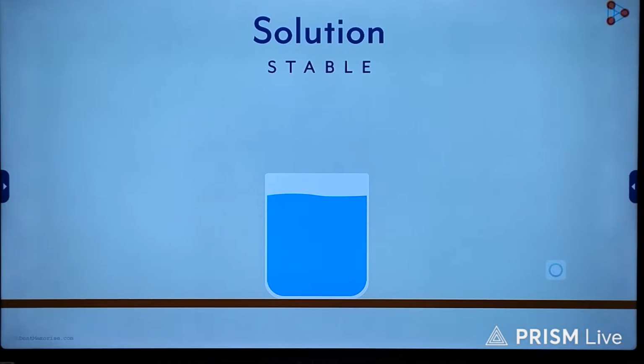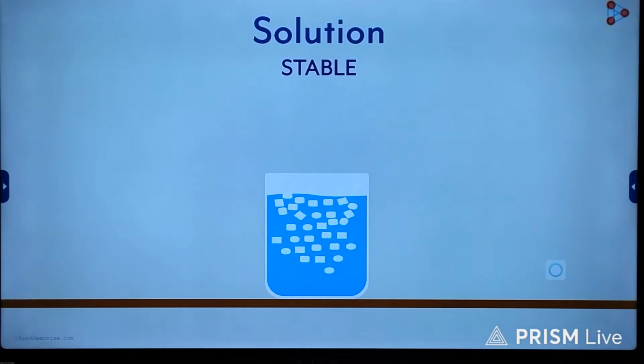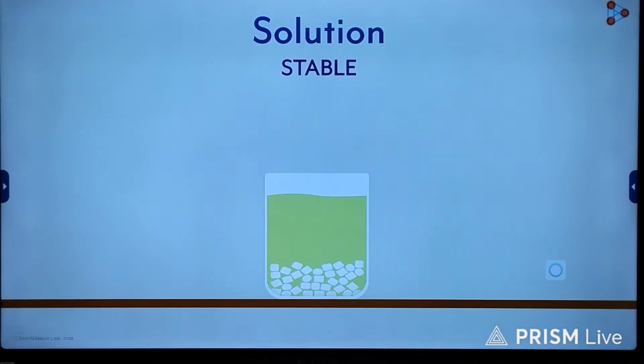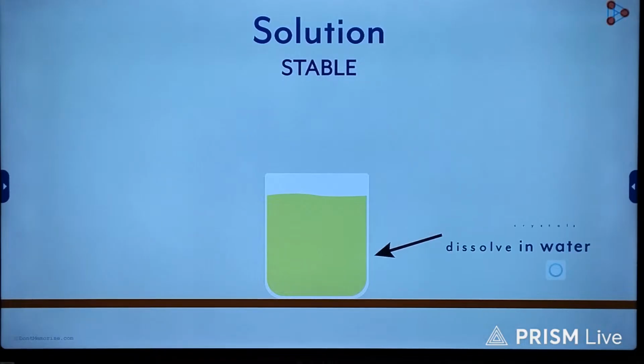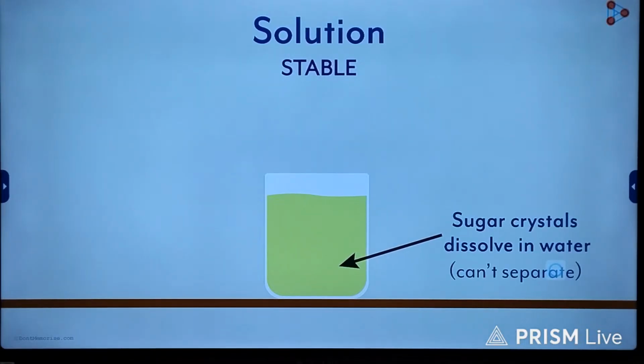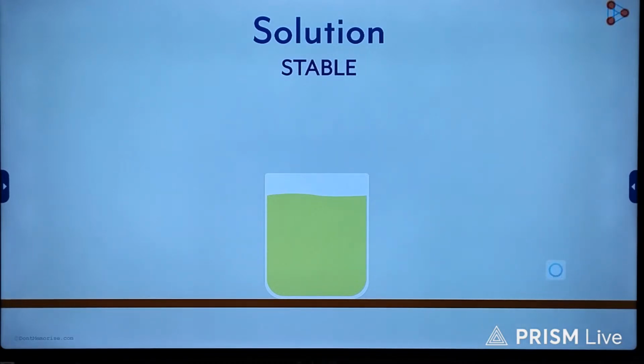A solution is also stable. What do we mean by stable? We add sugar crystals to water when we make lemon juice. Do they separate out of the solution if left undisturbed for a long time? No, they never do. Once sugar crystals dissolve in water, it is practically impossible to separate them from the solution. Can we filter the solution and separate the sugar crystals? No, filtration too cannot separate the sugar from the solution.